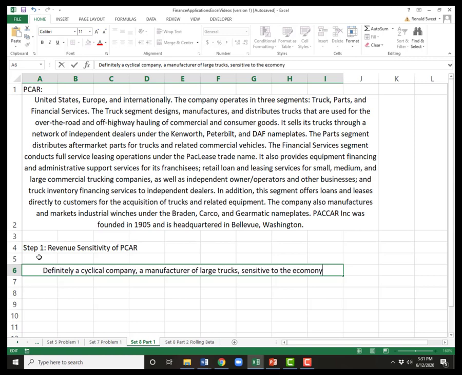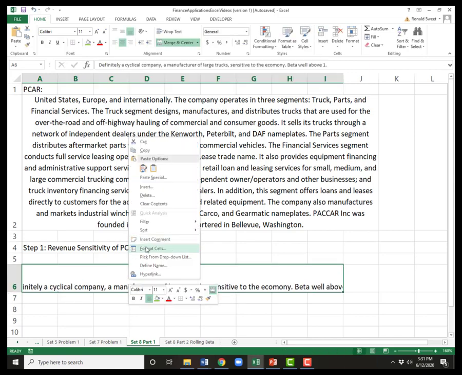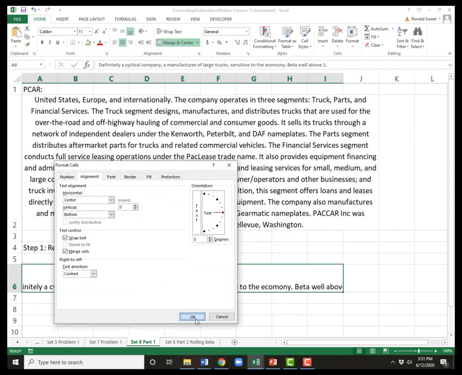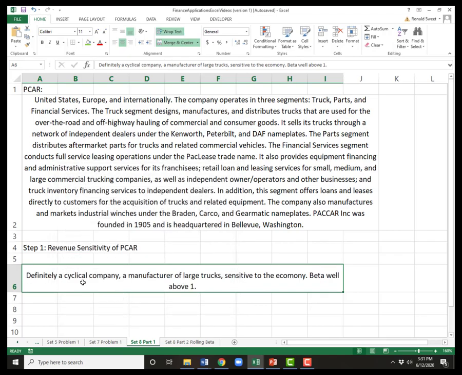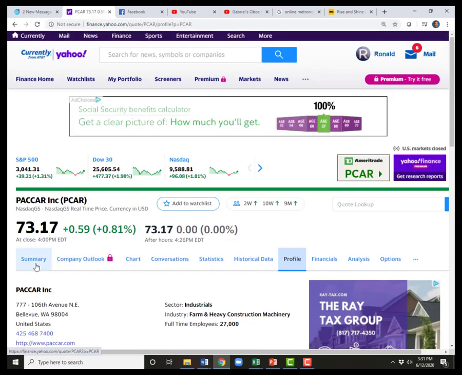So when the economy is doing well, they're going to do very well. When the economy is not doing well, they're going to do very poorly. So I would say beta well above 1. That's going to be my answer for this firm. Let me wrap the text here. I wish Excel would do that automatically. Well above 1. Now, when we go back into Yahoo Finance, you'll notice up at the top it says summary.